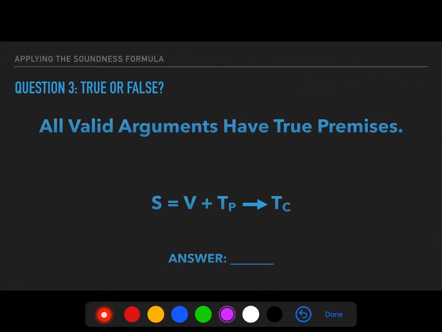All valid arguments have true premises. Well, we're looking at valid arguments, so let's check that off. And now the question is, do they have true premises? So we're looking at that part there.